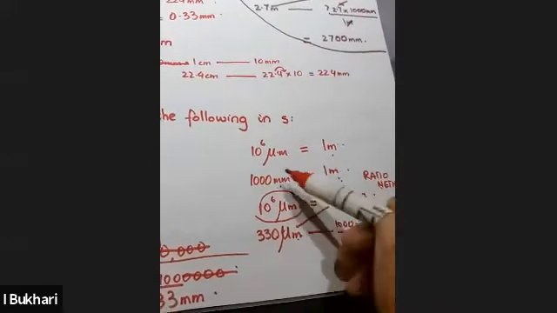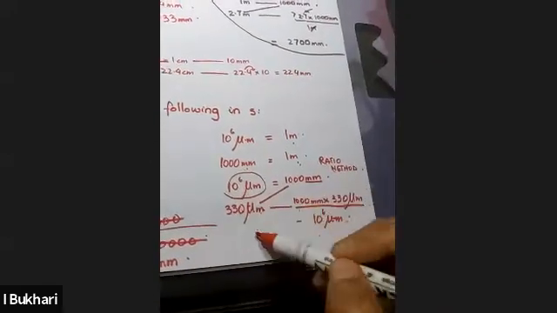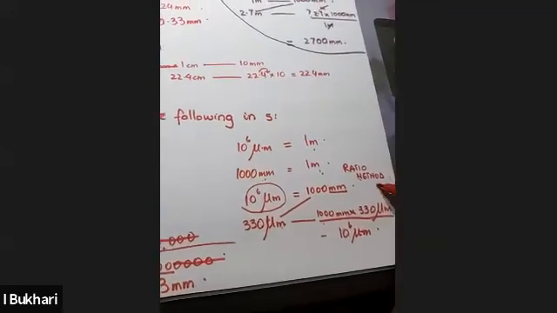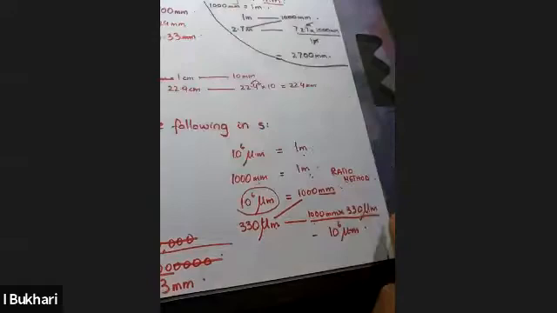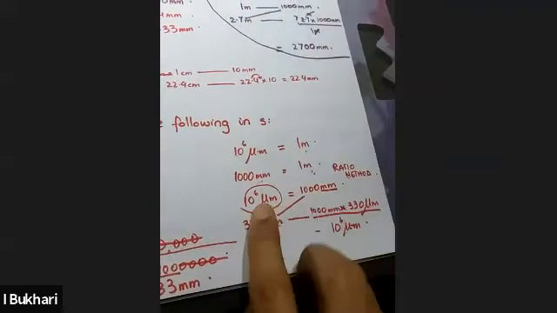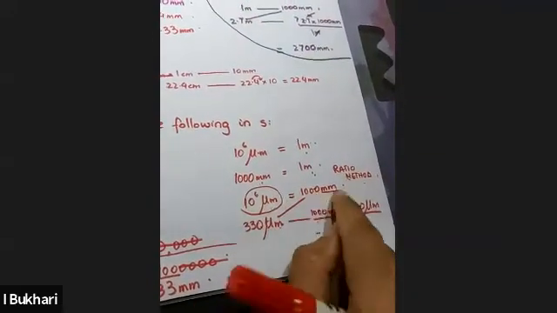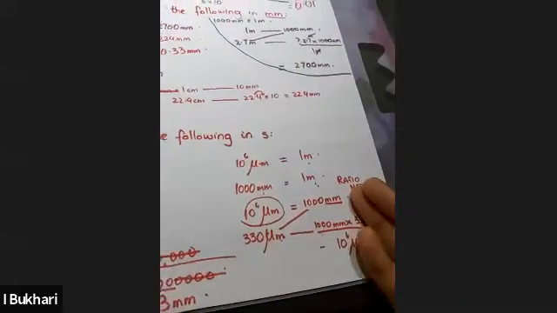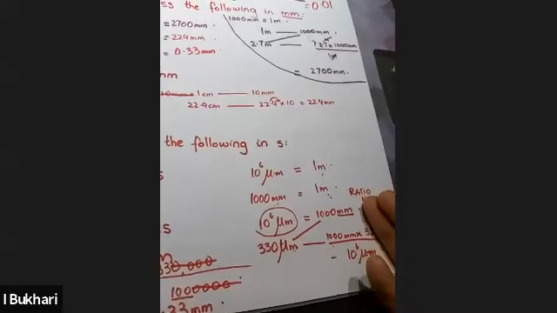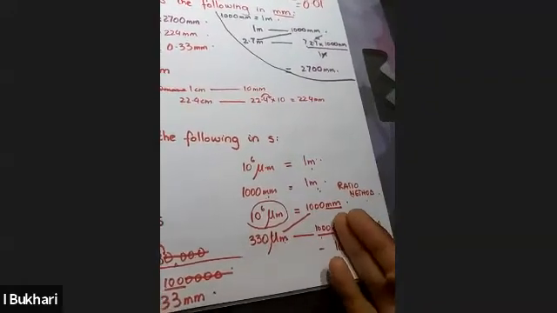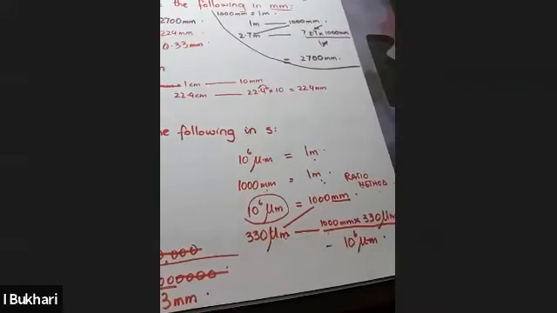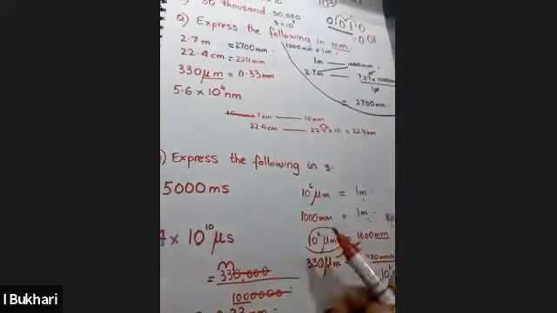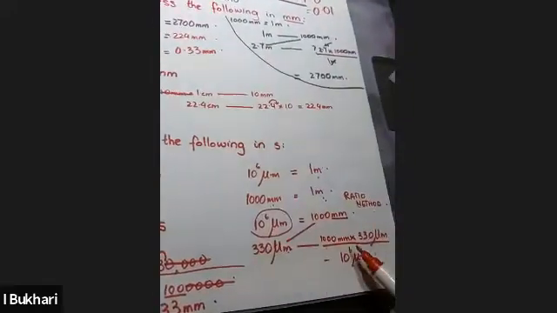Okay, and then I use this ratio method. Now, ratio method is very commonly used in unit conversions. So you write what you already know: 10 to the power 6 micrometers is equal to 1000 millimeters, and the unit that you want your final answer in should be on the right side. So I have to convert 330 micrometers into millimeters.